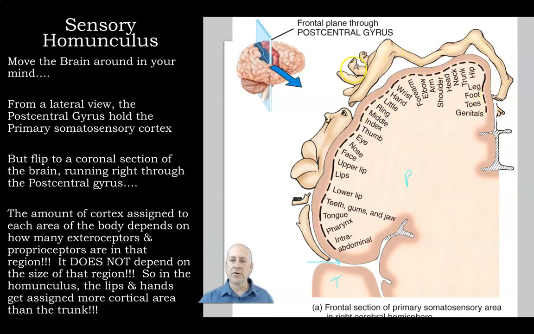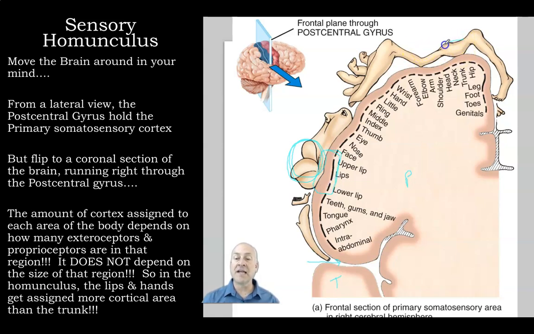Now, what is this weird drawing? It's like a Salvador Dali here. It is going to represent the amount of cortical area in the primary somatosensory area that's dedicated to each body part. And that, of course, is going to be a function not of the size of the body part. It's going to be the function of the number of exteroceptors and proprioceptors that you have in that body part. The lips are full of receptors, sensory receptors. Look how big the area is in this homunculus. Look how large the amount of cerebral cortex is dedicated to the lip.